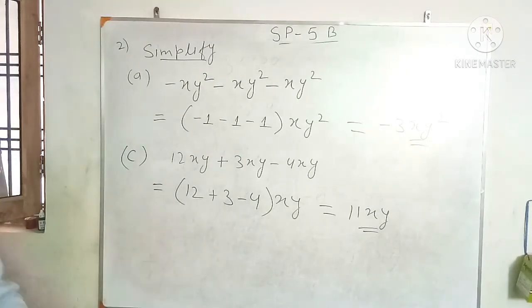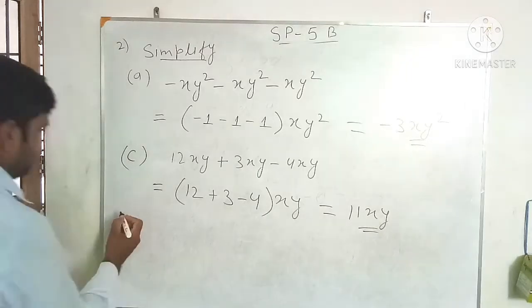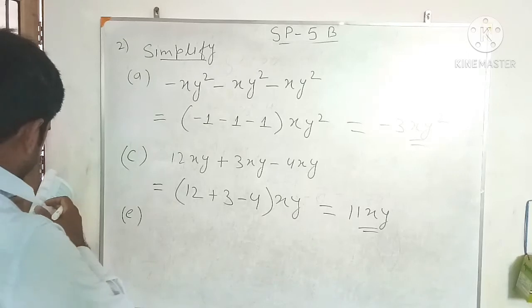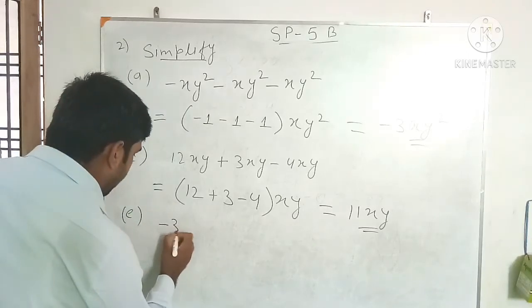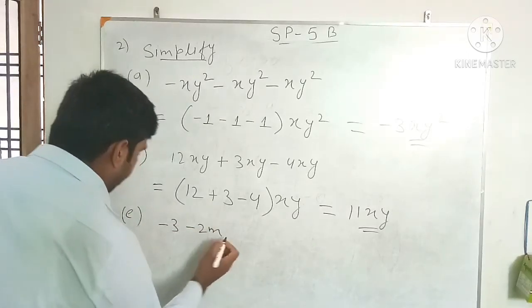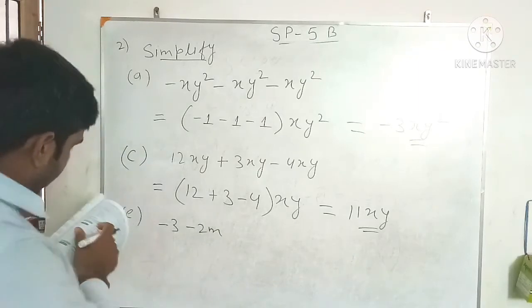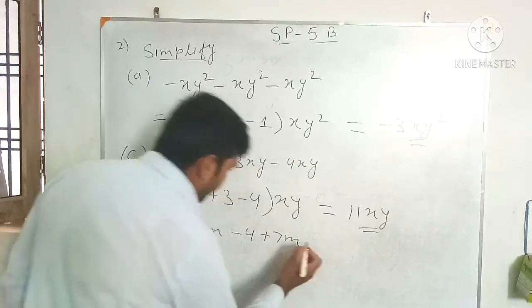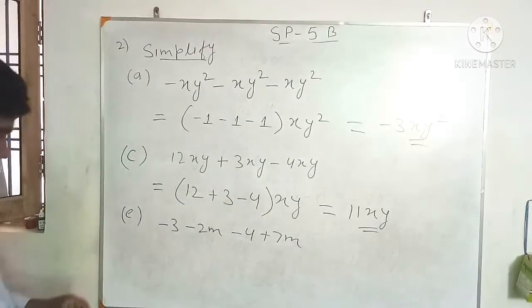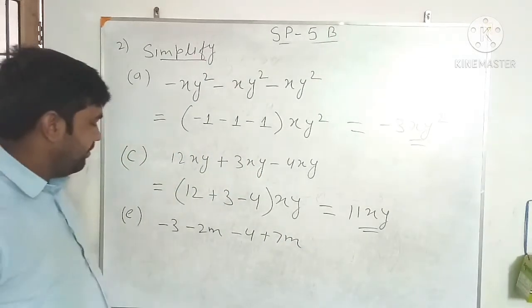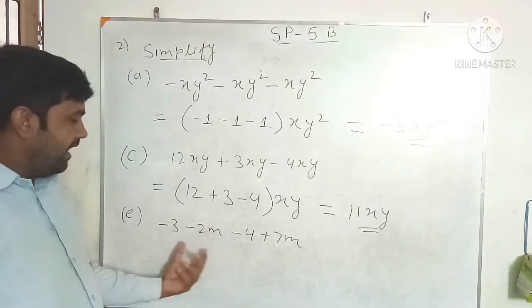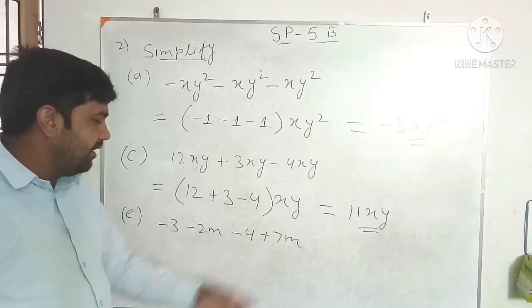Now we do question number E. See, minus 3 minus 2m minus 4 plus 7m. In this you see there are 2 different kinds of terms. One is constant: minus 3 and minus 4 are constants. So add these constants together and add the variable terms together.